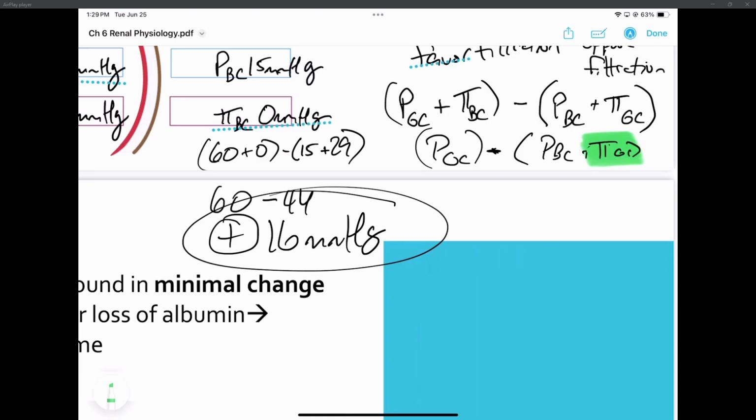Yes? I'm confused about the direction of filtration. Filtration is going into the urine, into the Bowman's capsule. Yep. Filtration is always into the Bowman's capsule from the capillaries. I'm not going to give you this formula on your test, but again, these are things to understand the concept when you start changing pressures, what's going to happen with the movement of the filtrate.